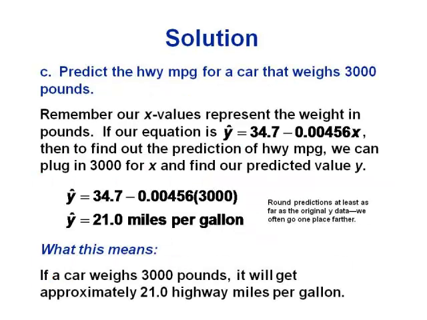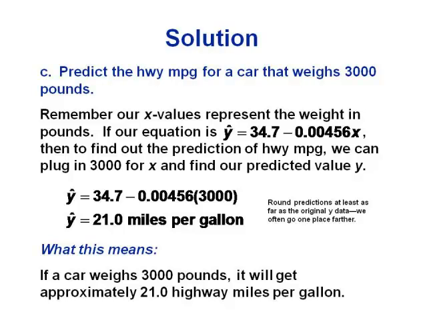Now, as long as your p-value has indicated that there is a correlation, then you can use this equation to make predictions about cars that were not in the data set. So predict the highway miles per gallon for a car that weighs 3,000 pounds. Well, the weights were the x values, so I can just plug that 3,000 into my equation and get an estimate. So that's what I've done here. I've plugged in the 3,000.